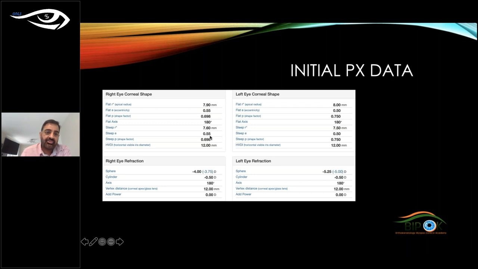Step E is 0.55, and the step P shape is 0.698. HVID is 12 millimeters. Now here, make sure when I'm going down, I'll explain what I'm doing. The next bit of information we need to put in is the power. So it's minus 4 at a vertex distance of 12 millimeters, with 0.50 cylinder, axis 180, and obviously it's not a presbyope, so it's 0.00 add power.